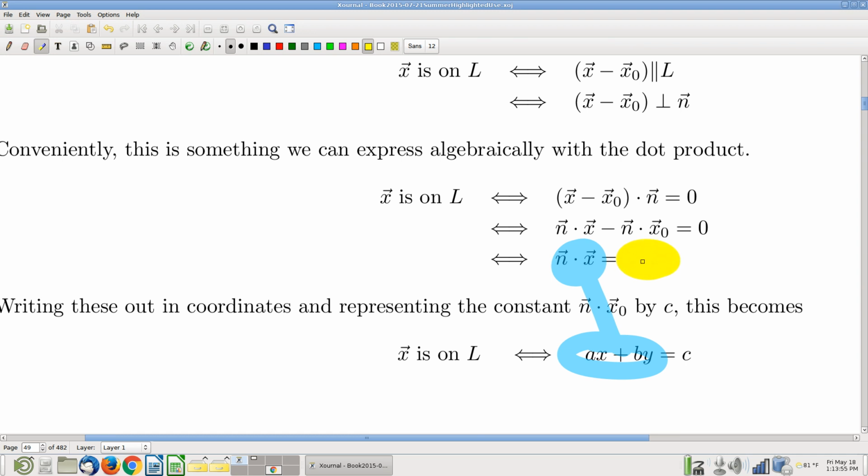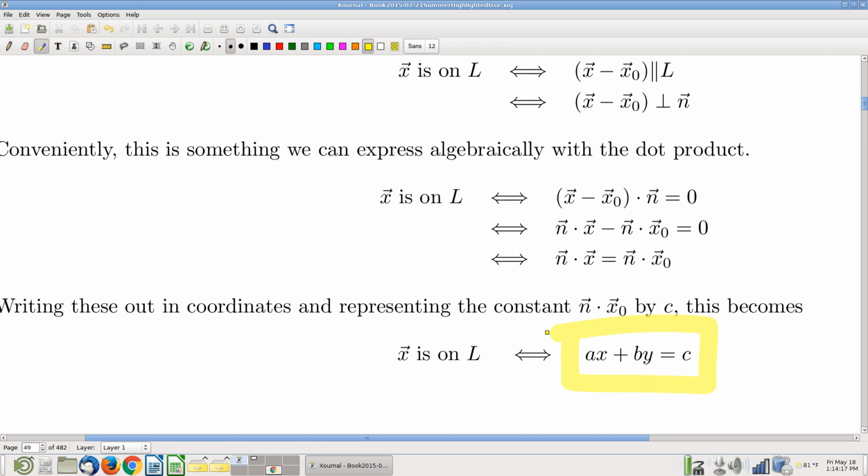N dot x naught, well, both of those vectors were given, so I guess I could write down names. I could call this vector, I could say it has coordinates x naught and y naught, and I could write that out. But the point is, it's all given, so this is equal to some number. Let's just call it c. And there's the standard form equation for a line in R2.